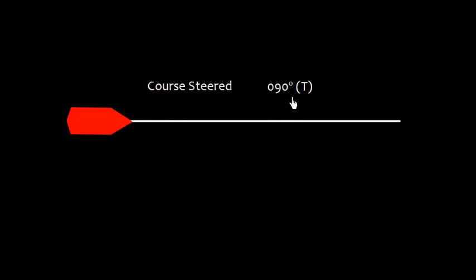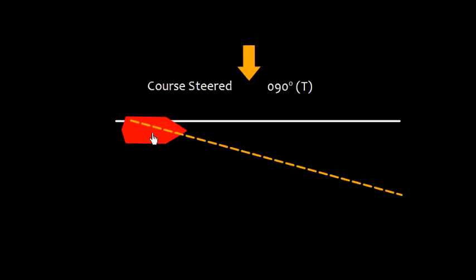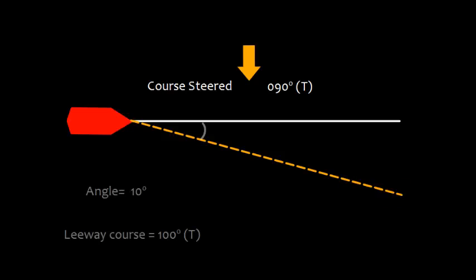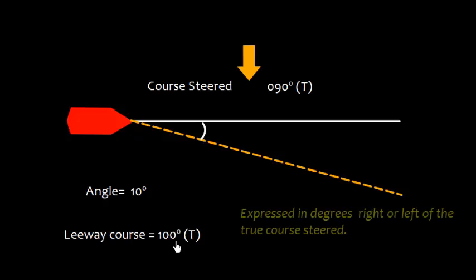Now, suppose this is a vessel and course to steer is this 090 degree true. This is course to steer, true course to steer. And suppose the wind was blowing in this direction, that means northerly wind. So the vessel is steering 090, but vessel will follow this path. Vessel will be pushed bodily like this. Now we can say that there will be some angle, and this angle say 10 degree. So we can say the leeway course is not 090 degree true, but it is 100 degree true. That is the leeway course.